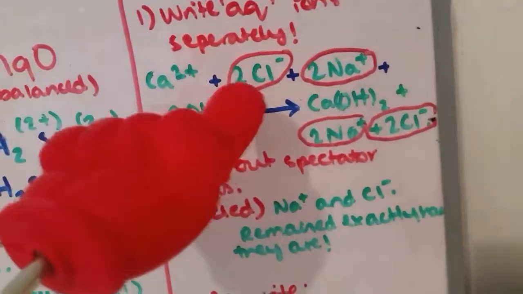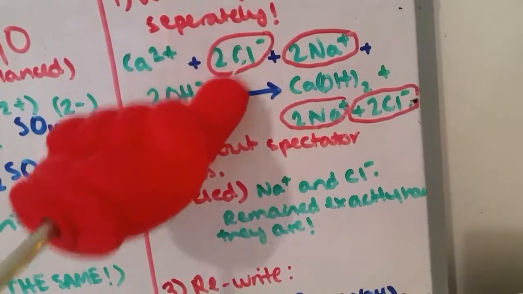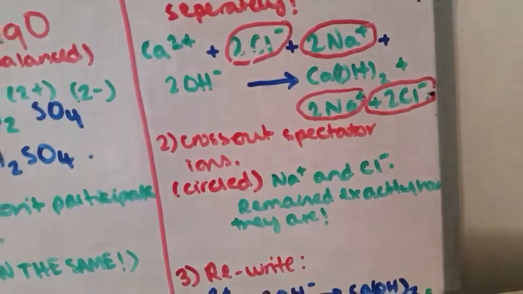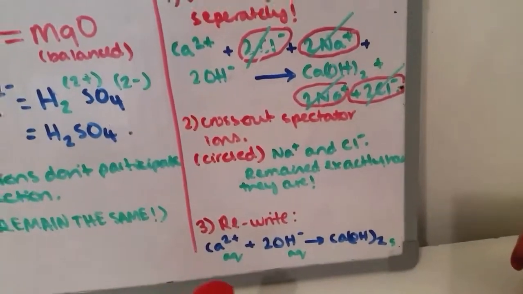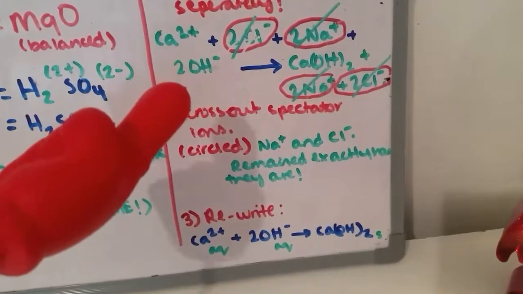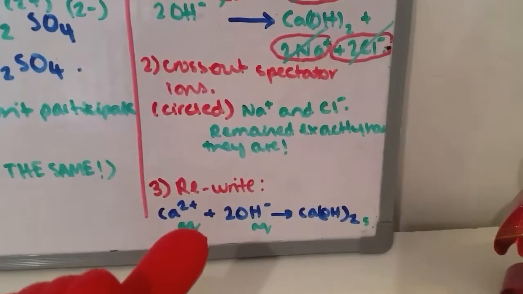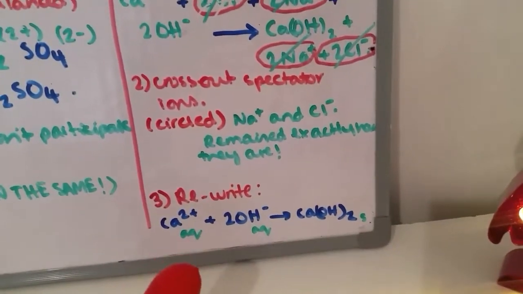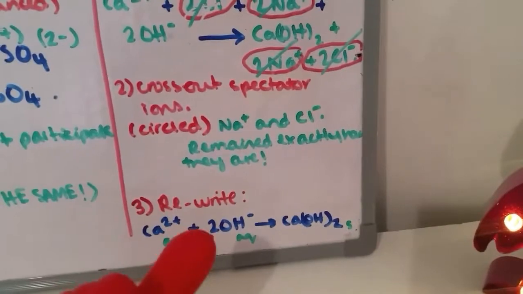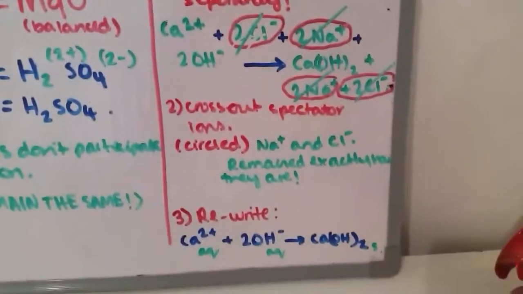If I just cross these spectator ions out, like that, we just need to rewrite what we're left with. We've got Ca2+, we've got 2OH minus, and we've just got this solid here. So we rewrite that, and that is our final ionic equation. Remember to keep the state symbols though. You always need to keep the state symbols. So this is aqueous, this is aqueous, this is solid. That's what you need to keep, and that's your finished ionic equation.